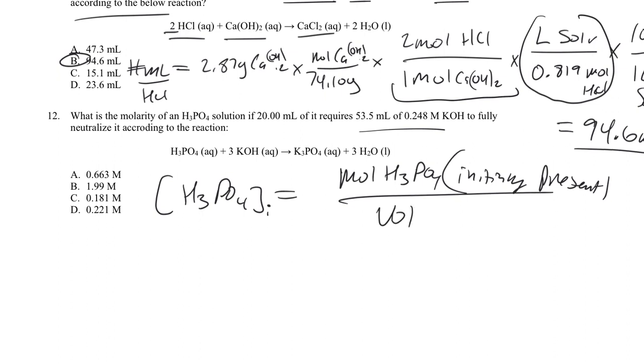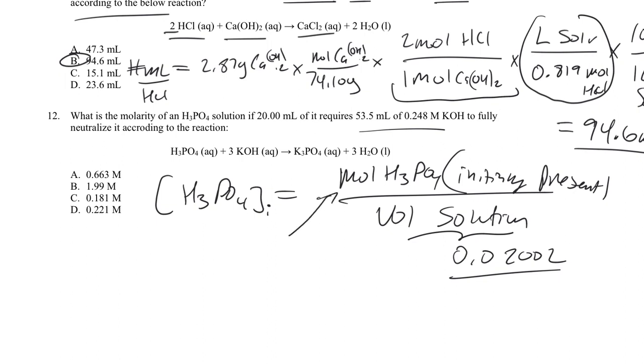divided by the volume of that solution. And I know the volume of the solution is 20 milliliters. So I already know that volume. So what I need to determine using stoichiometry is how many moles of H3PO4 are present in the solution. So that's what I need to plug in, the moles of H3PO4. So why don't I try to solve for it using stoichiometry?